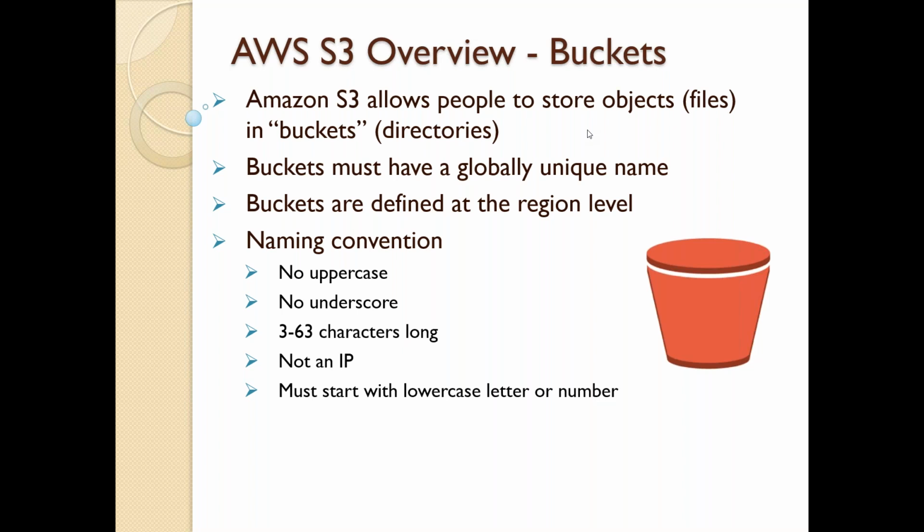Buckets are defined at the region level. Even though it's a global service, you can still have your bucket placed in different regions. Some of the naming conventions for your bucket: there should be no uppercase, no underscores. The name should be 3 to 63 characters long. It cannot be an IP address like 1.2.3.4. It must always start with a lowercase letter or a number. So there are some naming convention rules that you need to follow while creating a bucket.